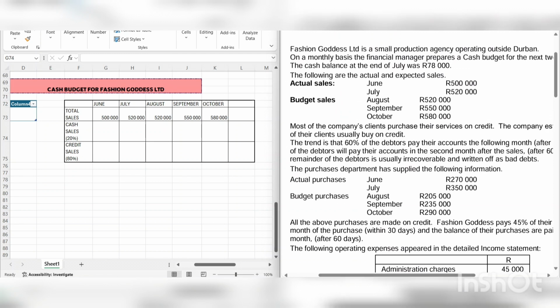So you'll find here there's our 80% credit sales, and 100 minus 80 means you'll have 20%. So 20% were purchased in cash and 80% was purchased on credit. Our next step is to simply take your total amount and multiply that by the given percentage. So 500,000 times 20% and put your amount in. 500,000 times 80%, put your amount in, and follow the same procedure for the rest. So let's do that.